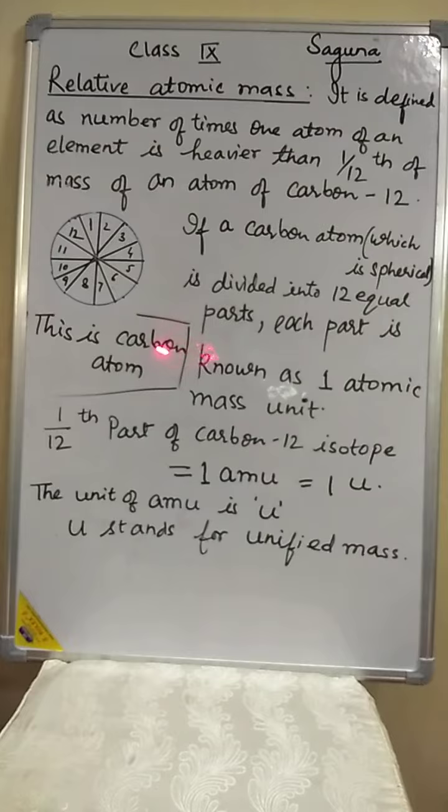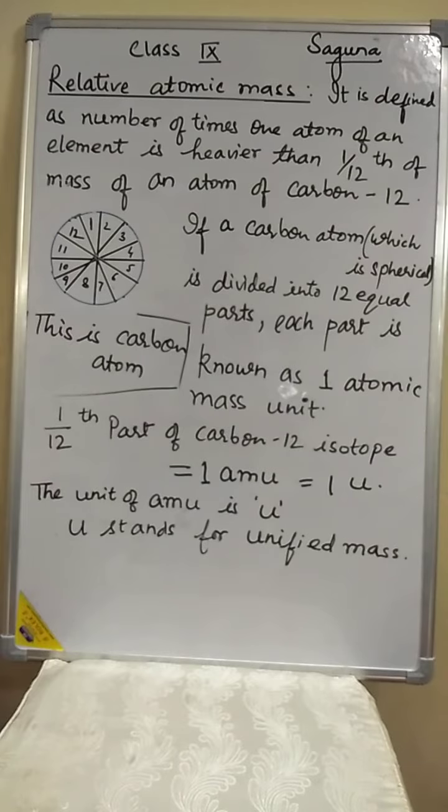Now students, this one part we use to compare the weight or mass of different atoms. So, relative atomic mass is defined as the number of times one atom of an element is heavier than 1/12th mass of an atom of carbon 12. So, whatever is the mass of carbon atom, 1/12th of that is known as one atomic mass unit.